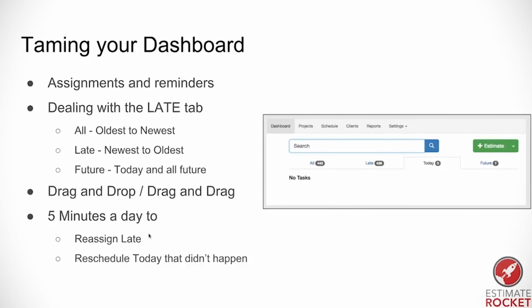And here's my final comment on that: 5 minutes a day. If you spend 5 minutes a day on your late tab, maybe even less than that, and reassign the lates and reschedule the today things that didn't happen, your late tab will be small. You'll always have new things popping up on your to-do list for the day that are calls to make or appointments to set or work to do, and it'll keep you much more organized and efficient. So hopefully that will help with taming our dashboards.